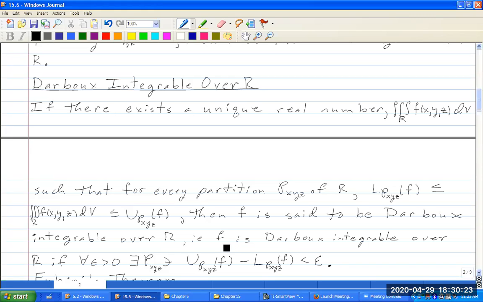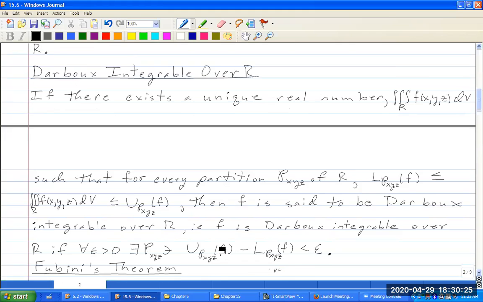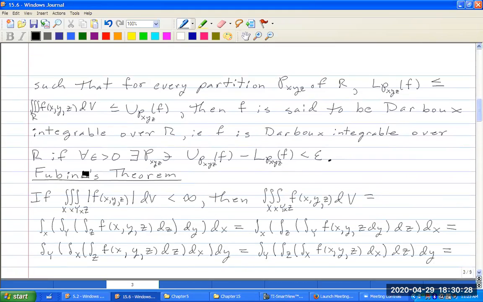In other words, f is Darboux integrable over R if for every epsilon greater than 0, there exists a partition P_xyz such that the upper Darboux sum relative to this partition for f minus the lower Darboux sum is less than epsilon.